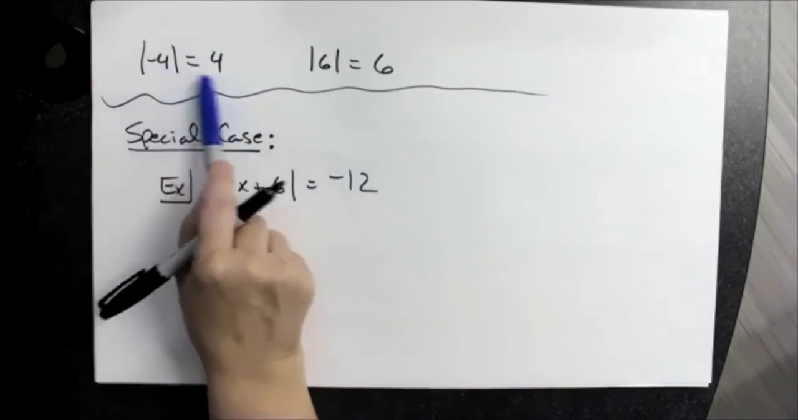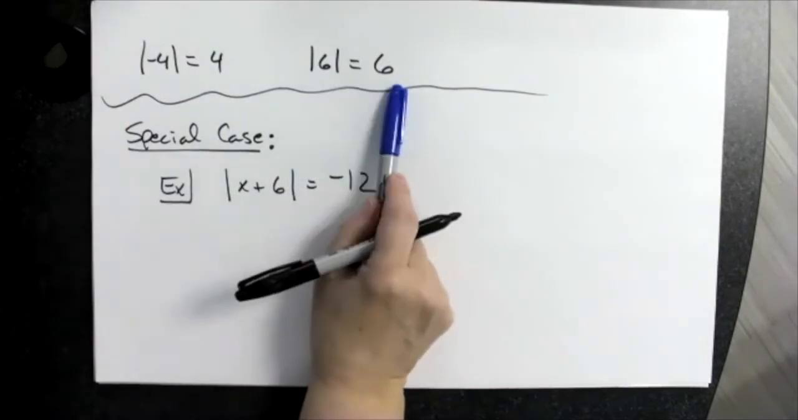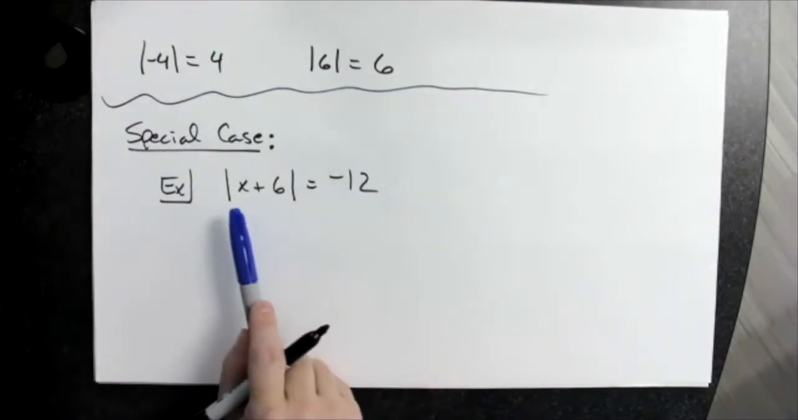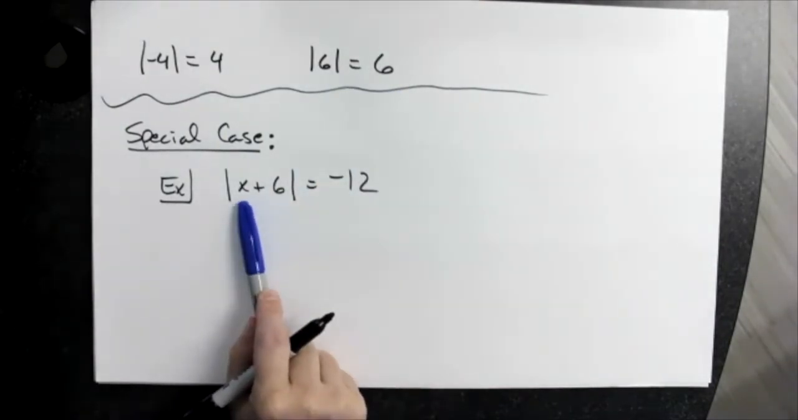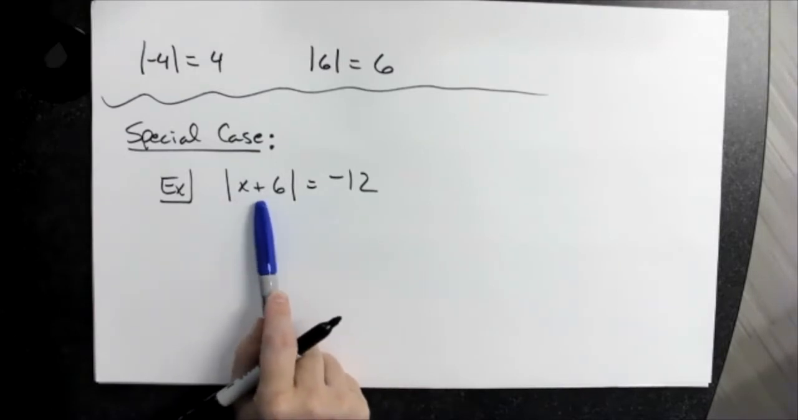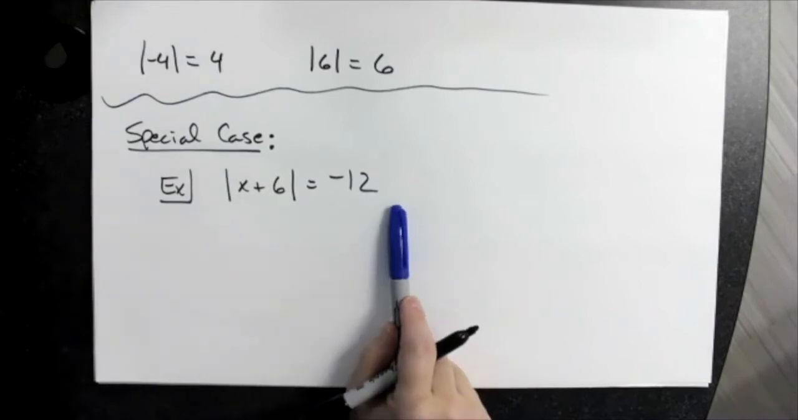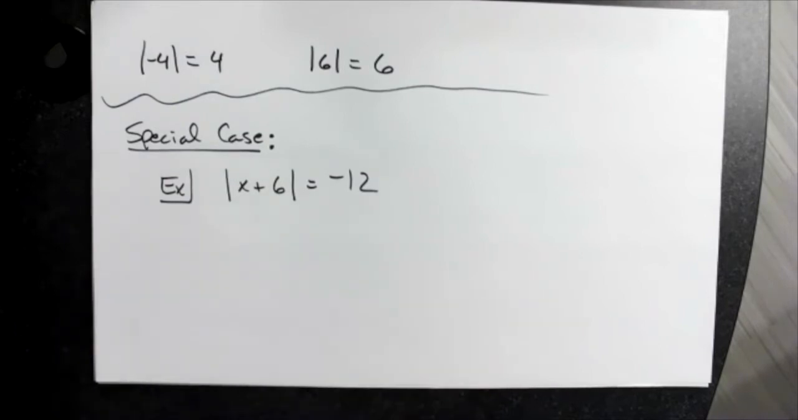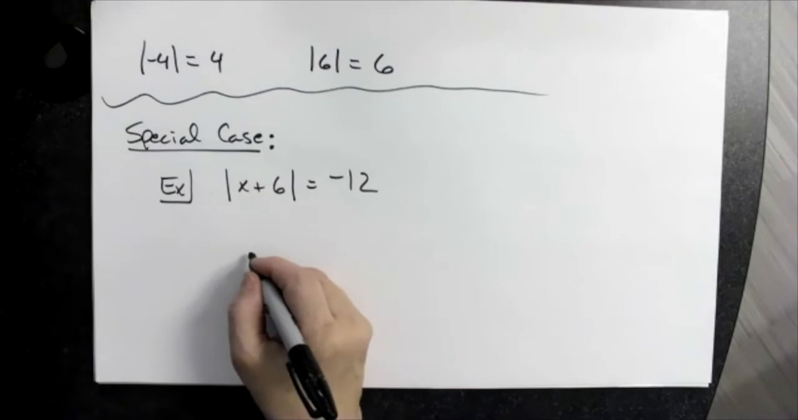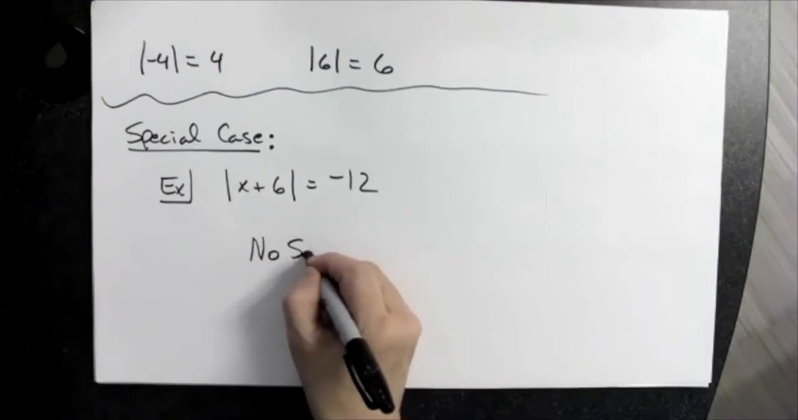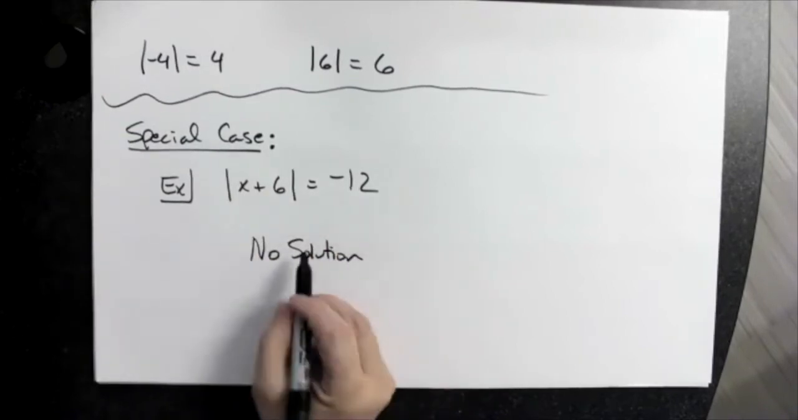Well, absolute value is never negative. There is no number that I'm going to be able to plug in for x, add 6 to it, take the absolute value and get a negative number. It can't happen. So in which case, you can write no solution. This is just one that you're going to need to remember.